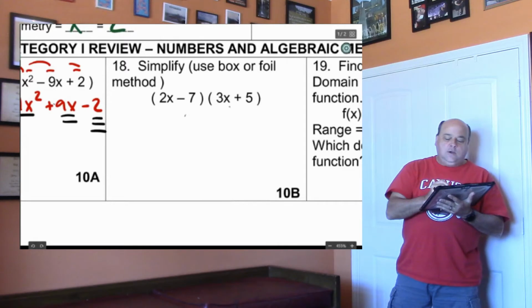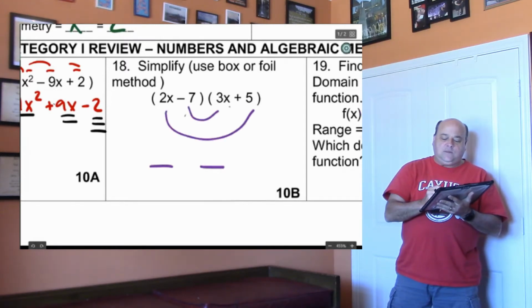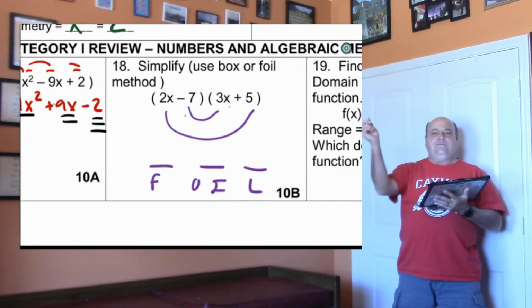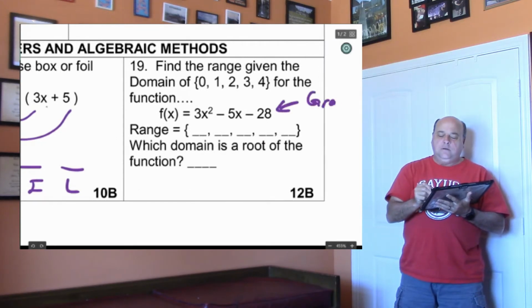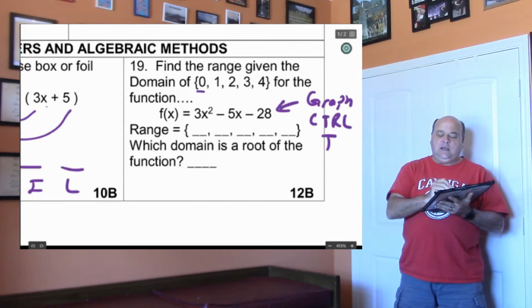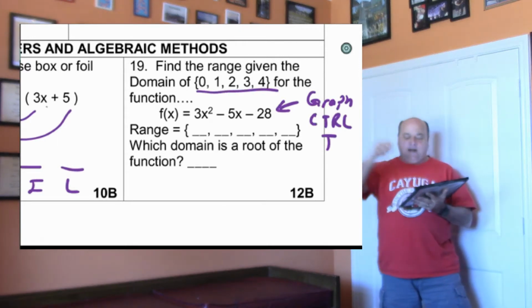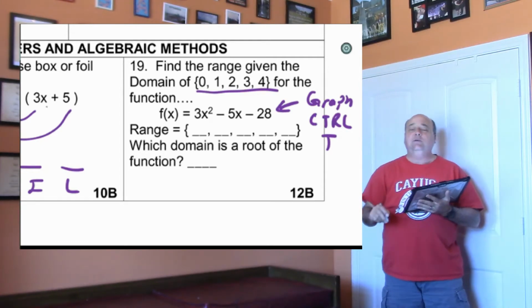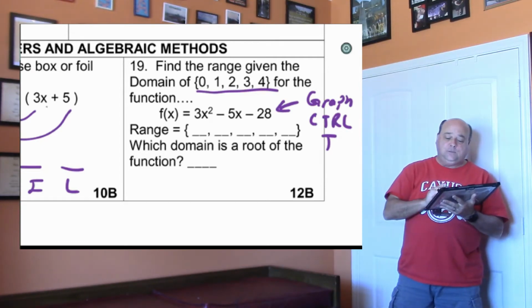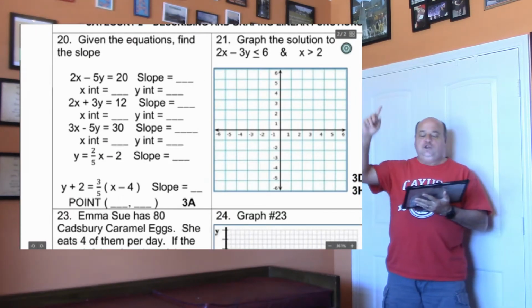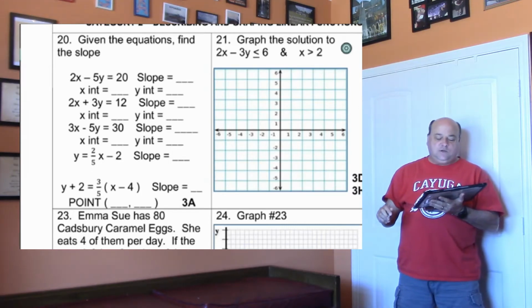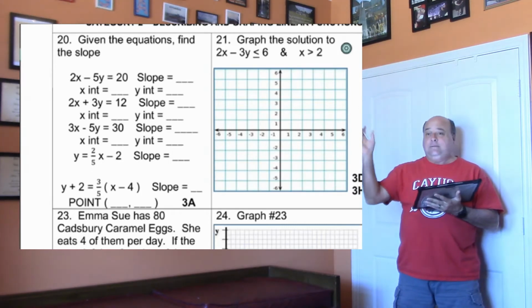Number 18, you're going to draw your arches and get the answer. First, outside, inside, last. Just finish that up. You should be able to do that. Number 19, you're going to graph this, and then hit Control-T, and you're going to get the answers for that. Just write down the answers right in there. The one that gives you a 0 is the x-intercept. You can do that on your own. Number 20, you should be able to get all those slopes, x-intercepts and y-intercepts. You should know how to do that. Not going to help you out.